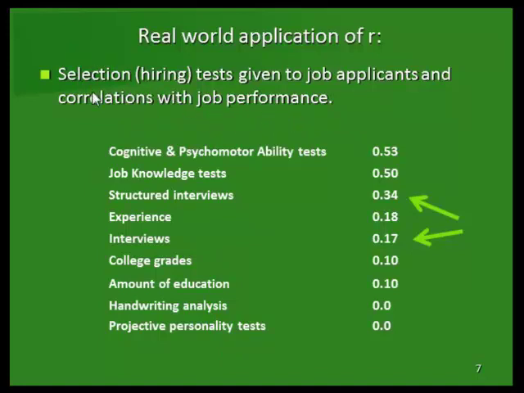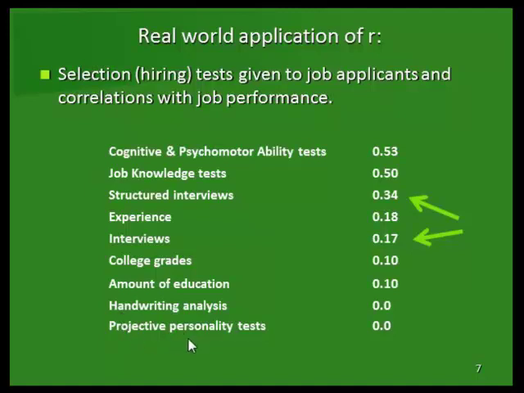So a good test will be one where the people that score high do really well on the job and the people that score low do really badly at the job. If you have that kind of relationship, it's a good test. So how do these different things do in terms of predicting job performance? Well, if you look down here at the bottom, somebody that tells you they can predict managerial performance based on handwriting analysis or projective personality test is probably lying to you. Or if they're not lying, they're just ignorant.